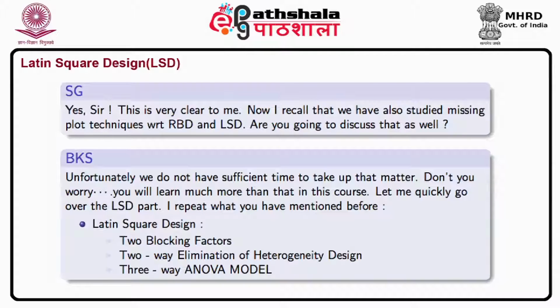Okay, sir. Let us quickly go over the LSD part, the Latin square design part. I repeat what you have mentioned before. You said a Latin square design is a row column design. It has two blocking factors designated as row and column. That it is a two-way elimination of heterogeneity design. That it is a three-way ANOVA model. In the sum of squares, we have row, column, treatment, and the error. That is why this is a three-way ANOVA model. You said all that. Yes, sir.